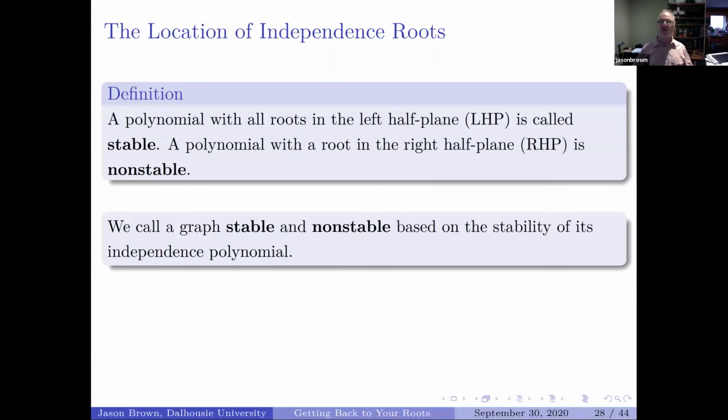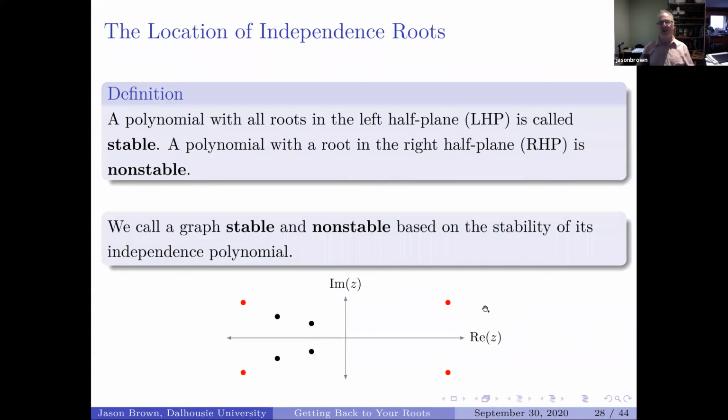A polynomial with a root in the right half plane we'll say is non-stable. And we'll say a graph is stable or non-stable based on the stability of its independence polynomial. Stability has a long history in analytic function theory, and in particular, engineers have been interested in stability of polynomials in terms of dynamical systems. Stability tells them in a dynamical system that everything will get dampened down and will settle down, while non-stable functions tend to have chaotic behavior.